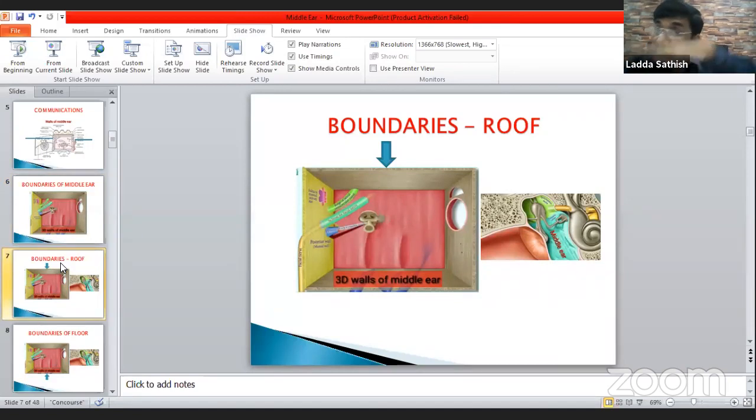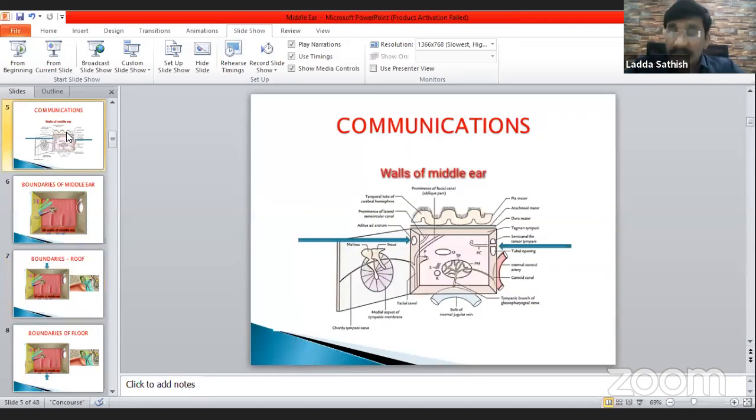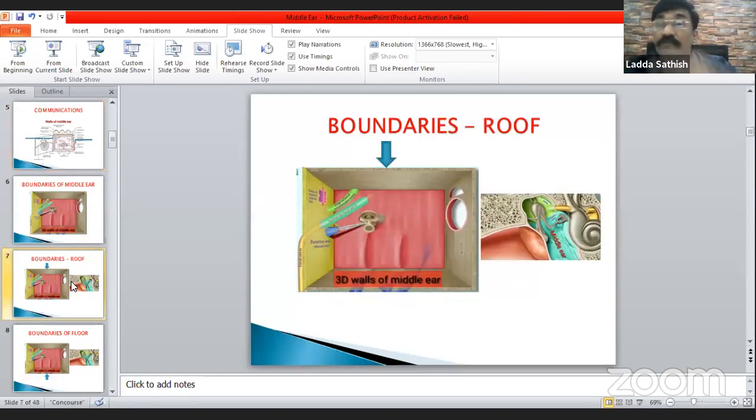Now the portion which is at the upper, it is the roof. And this roof is again made up of a thin bone. And this roof helps to separate, or works as a partition between the cerebral cortex and the middle ear. This cerebral cortex, and we know the brain is covered with three layers. Those are called meninges. So these are the meningeal layers. This is the cerebral cortex. And this is the middle ear. So the roof helps to separate the cerebrum from the middle ear.